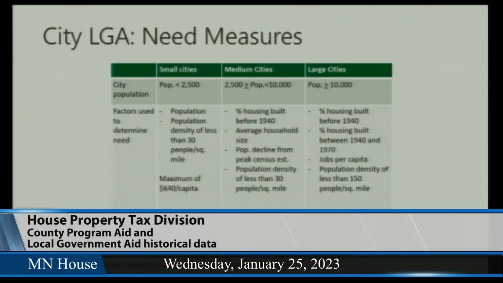Mr. Chair and Representative Quam, I have a couple points on that. The way that need is determined for large cities, and Rochester would be included in this, two of those factors are housing stock built before 1970, both before 1940 and between 1940 and 1970. I don't know the proportions of how much each of those factors contributes to overall need off the top of my head, but I can look that up and get that to you.